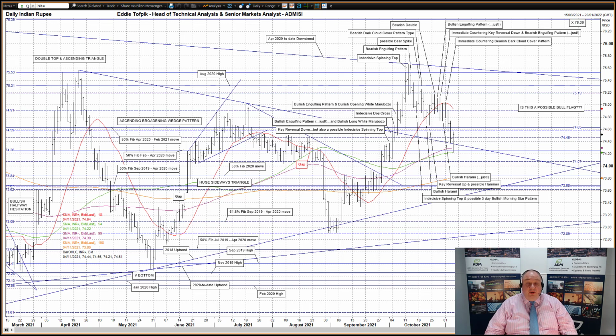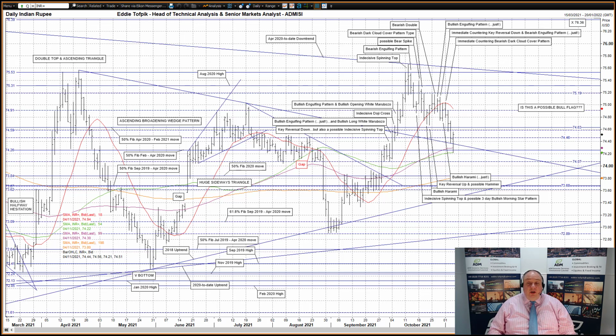at 74.36, which makes up the large April 2020 to date sideways triangle. This triangle, broken on the way up, originally gave an initial topside target X in the 76.36 area and a secondary target in the 77.79 area.